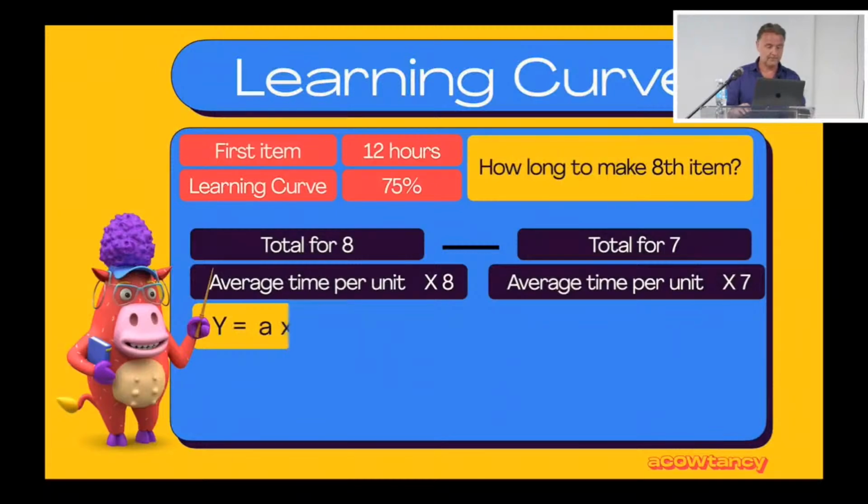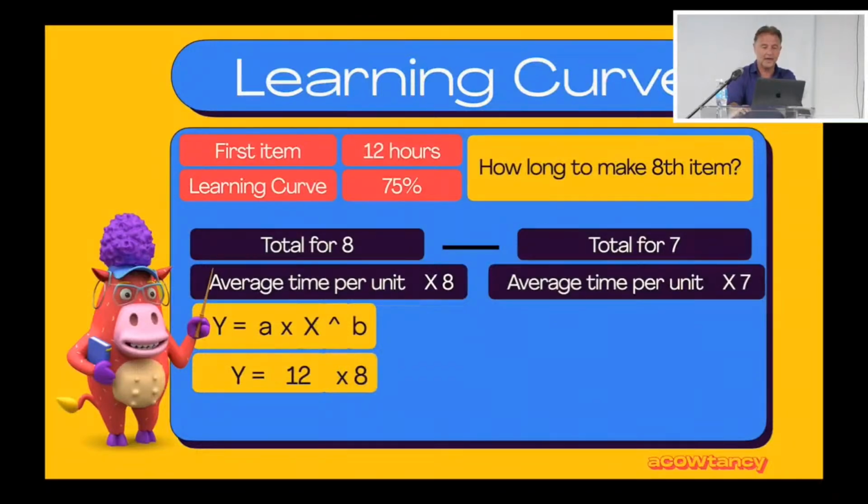Times by X. X in this question. Have a guess. Not the learning curve, close. It's 8. So it's just telling it how many units, 8, to the power of B. That's if you've still got the will to live after doing all this. B, let's just put that in, 12 times what? 8 to the power of B.